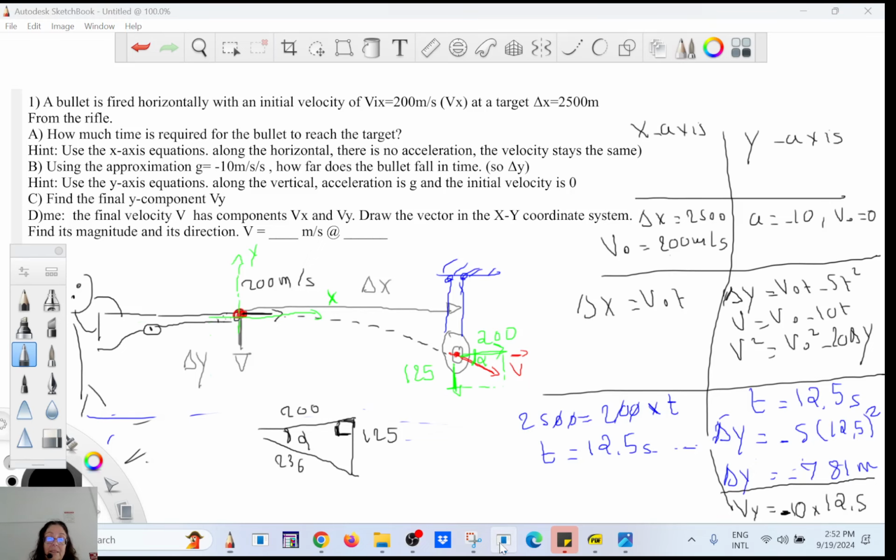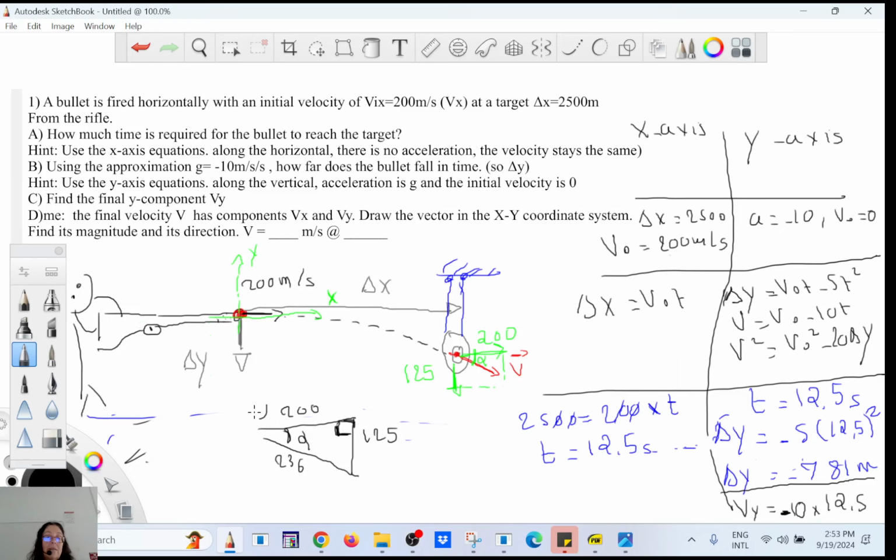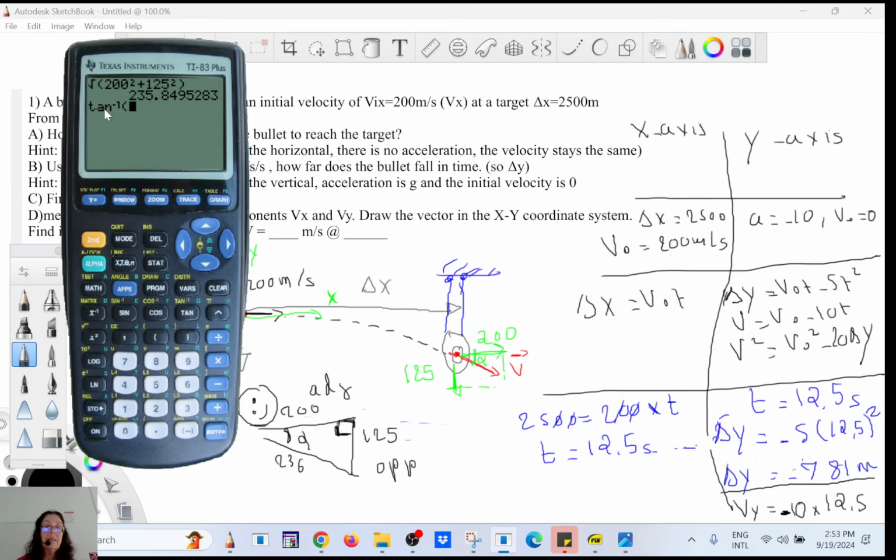So for that angle here, let's do it together. You go second tangent. In a triangle, let's say you are here, this is you, and you look, this is your opposite side. And next to you, this is called the adjacent. Opposite over adjacent. So it will be arc tangent, 125 divided by 200. That's going to be 32 degrees.